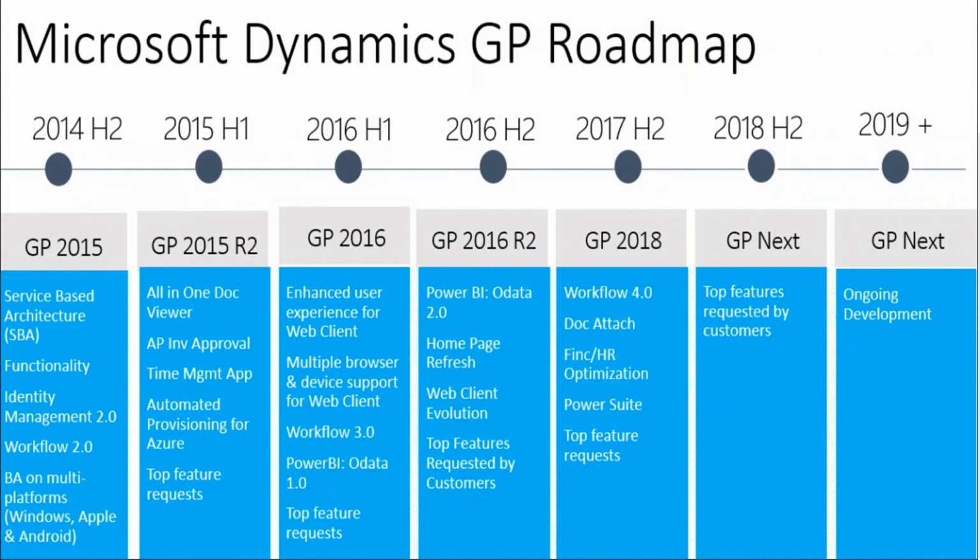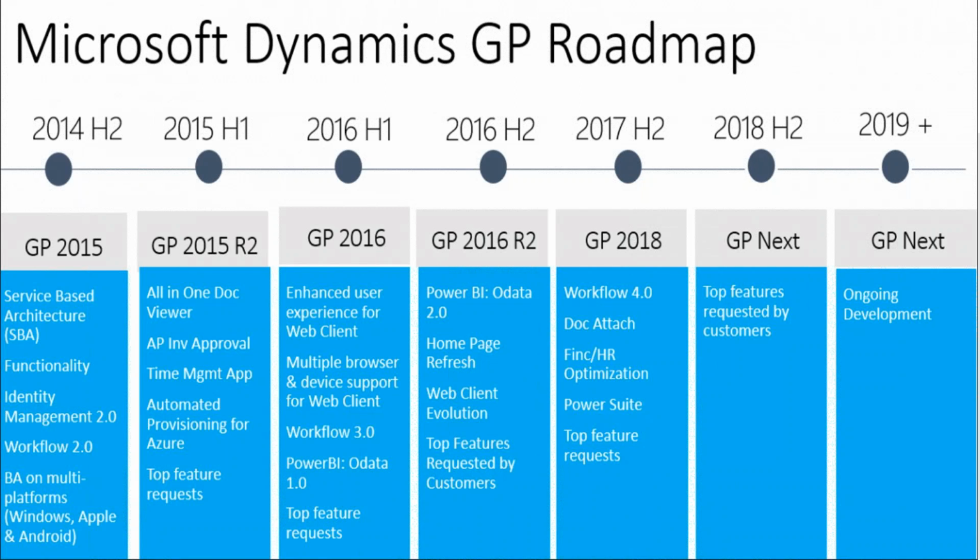Okay, and then the last thing is just the roadmap. Some of this over on the left is stuff that's already happened. So we're kind of the third pillar from the right. GP 2018 shipped December 1st of 2017. Sometime in the second half of this calendar year, we'll have another version. We don't know yet if that's going to be GP 2018 R2 or if that would be GP 19.